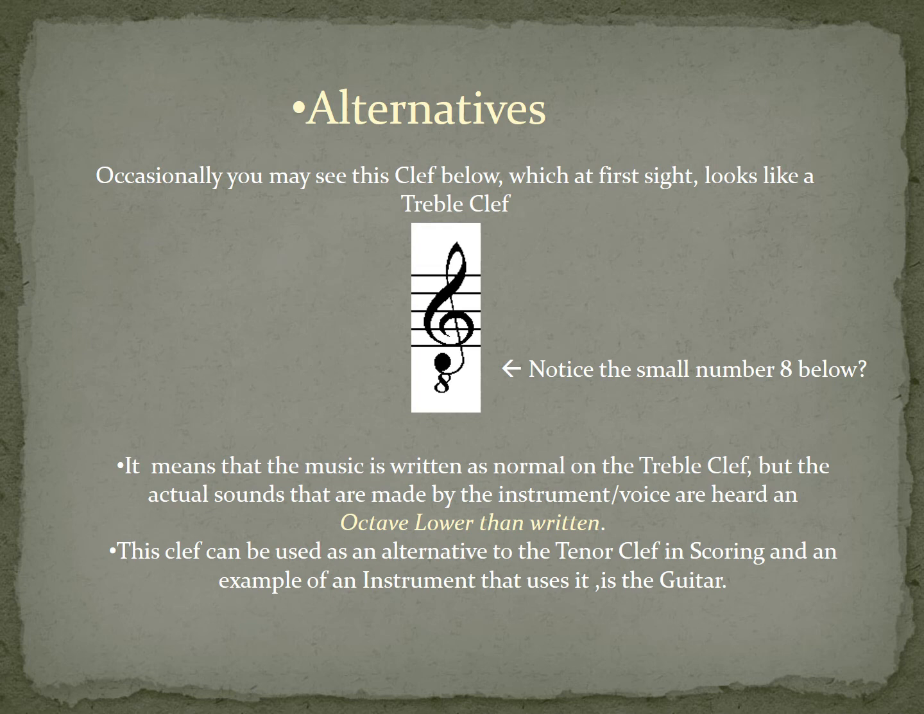Now this clef sometimes substitutes for a tenor clef, because it means that the music is written as normal on the treble clef. So for example, the third space up would still be a C, C5, but the actual sounds made by the instrument or the voice are heard an octave lower than written. So you are writing C5, but you would be hearing from the instrument C4. Now this clef can be used as an alternative to the tenor clef, as I mentioned, in scoring, and an example of an instrument that uses this clef is the guitar.